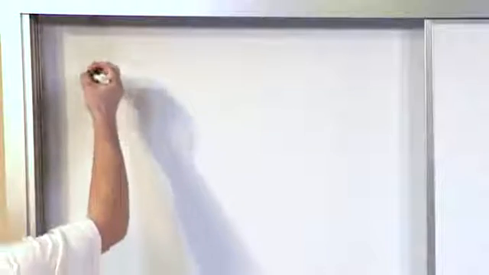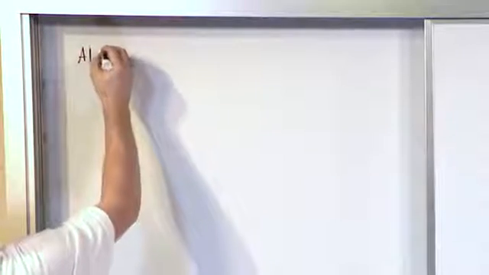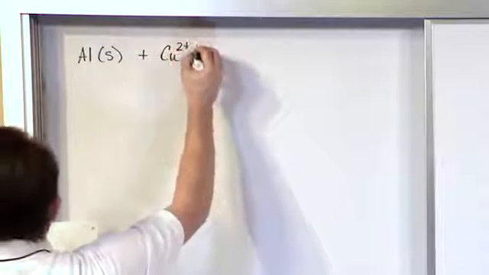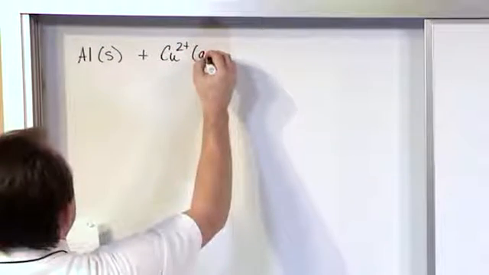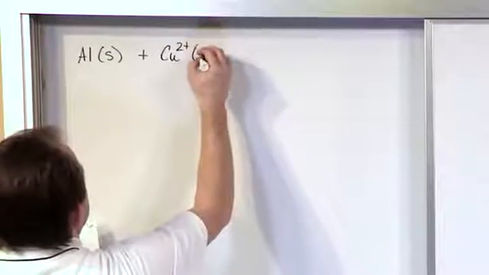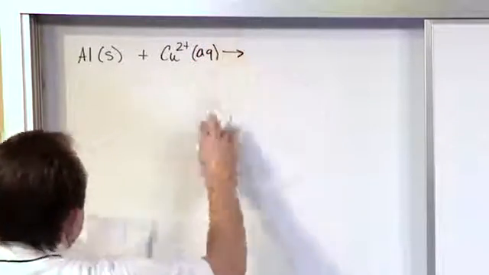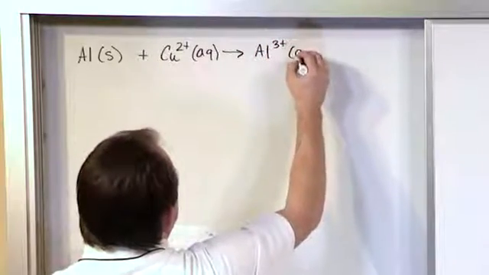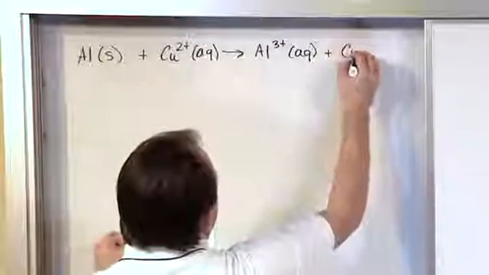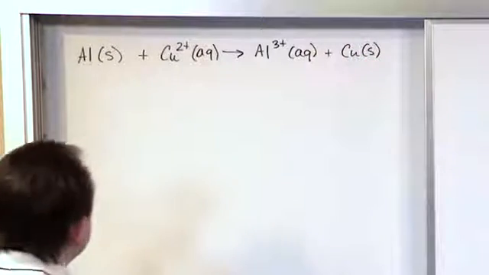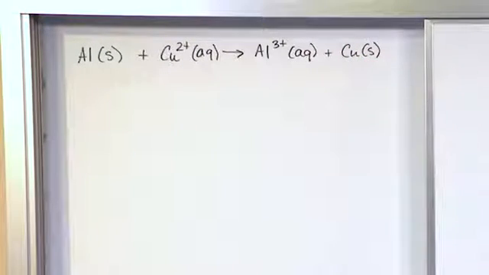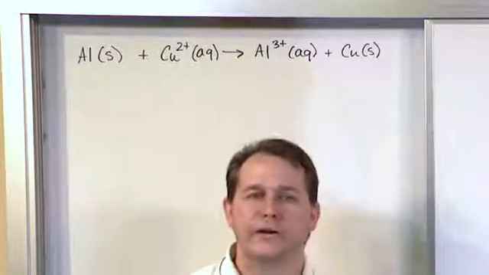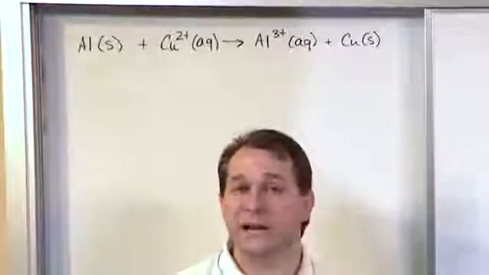So what if I have the reaction, aluminum plus copper ion, which has a charge of +2, in aqueous solution. So let me write aqueous here. And what I get on the other side is aluminum ions in aqueous solution plus copper, which is a solid. So this is a chemical reaction, and this is a redox reaction, and you can tell it's a redox reaction because you have all these charges everywhere. The only way that you're going to get charges before and after is if you have electron transfer.